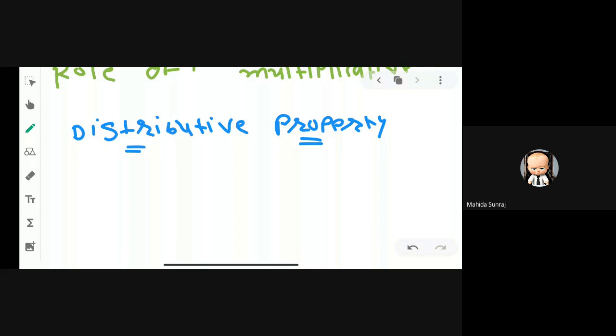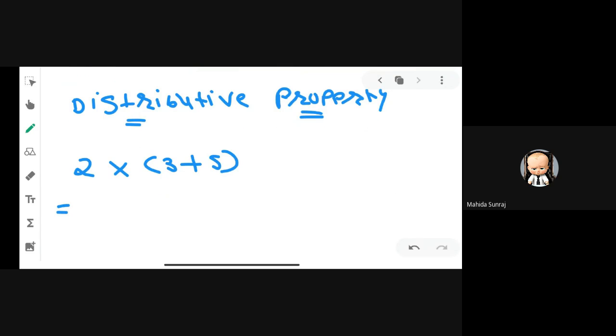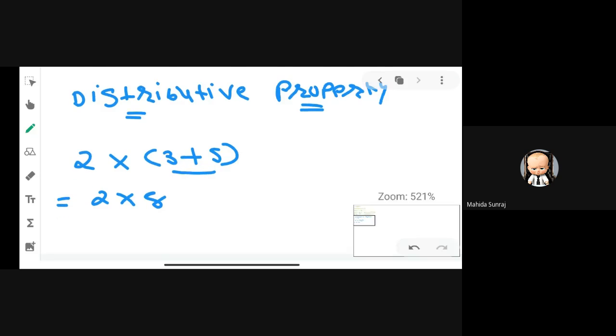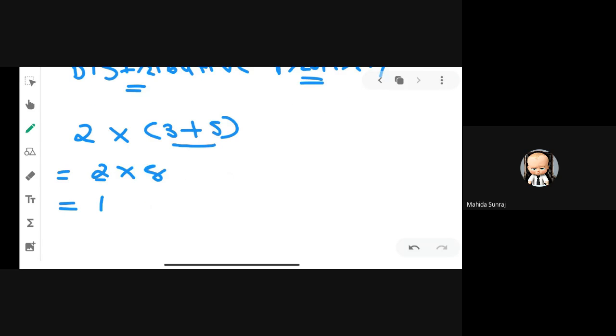I am giving you an example. For example, 2 into, in bracket, 3 plus 5, right? So you can see clearly, first we are doing 2 into 3 plus 5. First we are solving the bracket, 3 plus 5, 8. Now you can see 2 8s are 16. So 16 is your answer.